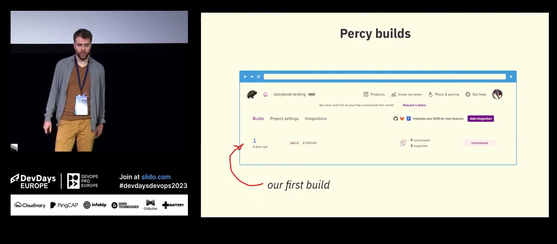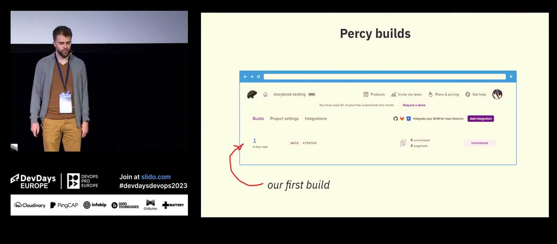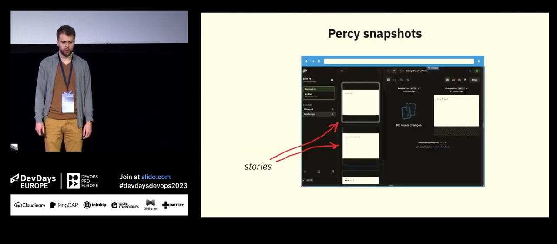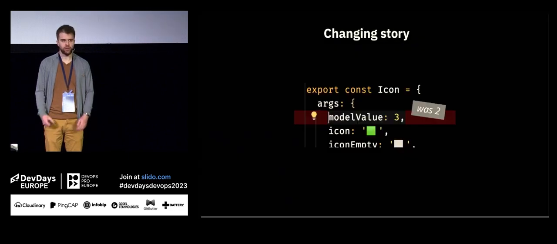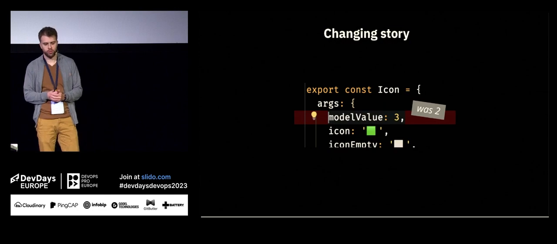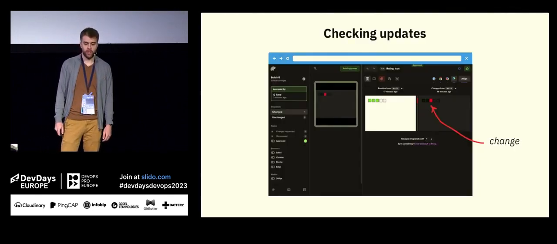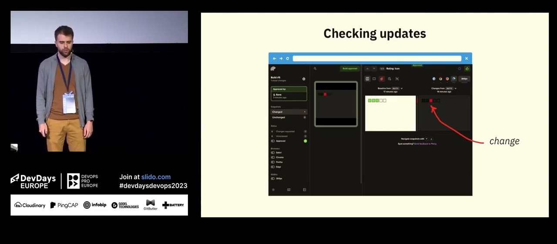And in Percy we can already see our first build. If we go inside, we see some stories with the rating component. Let's try to see if it works. We will update the model value from 2 to 3. And indeed it works. We can observe a change.